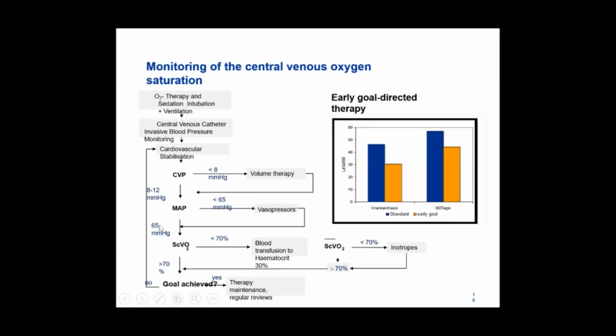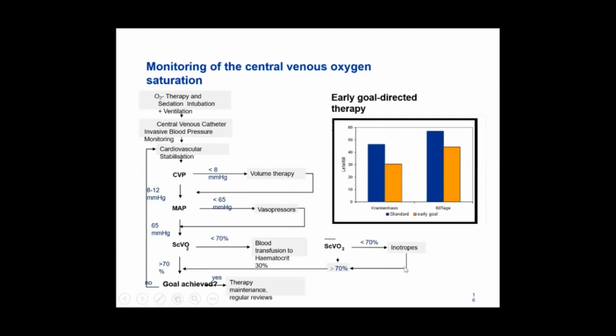If it has achieved the objective of more than 65 MAP, fine. And then we see for the mixed venous oxygen saturation, whether it is less than 70. And if it is so, let's see if the hematocrit is optimized. If not, then we can transfuse to optimize the hematocrit. And then if the objective is achieved, fine.